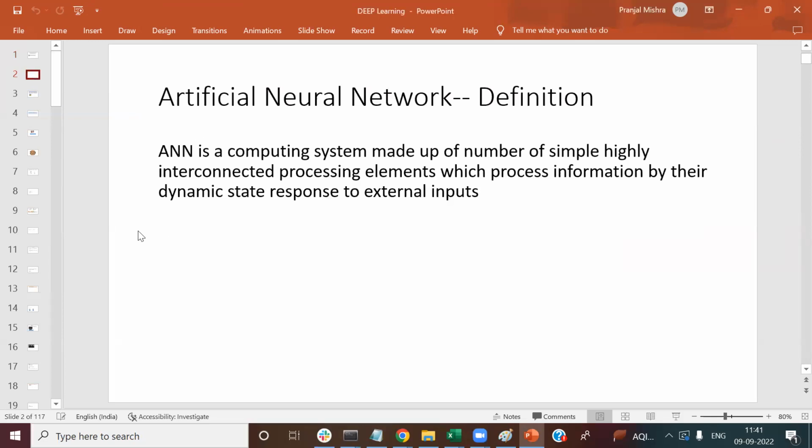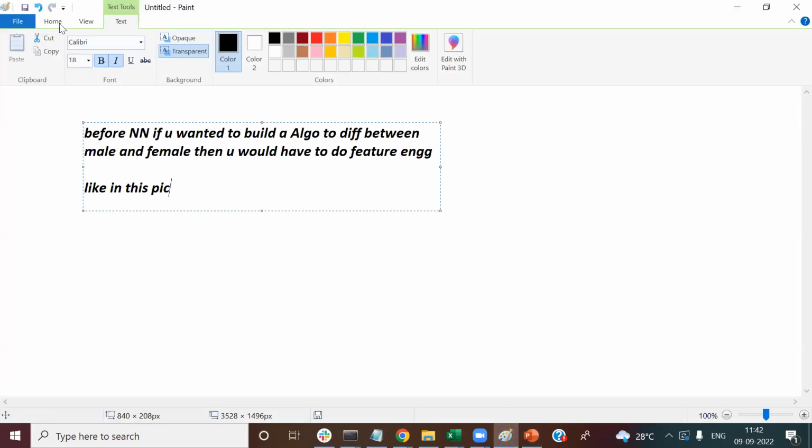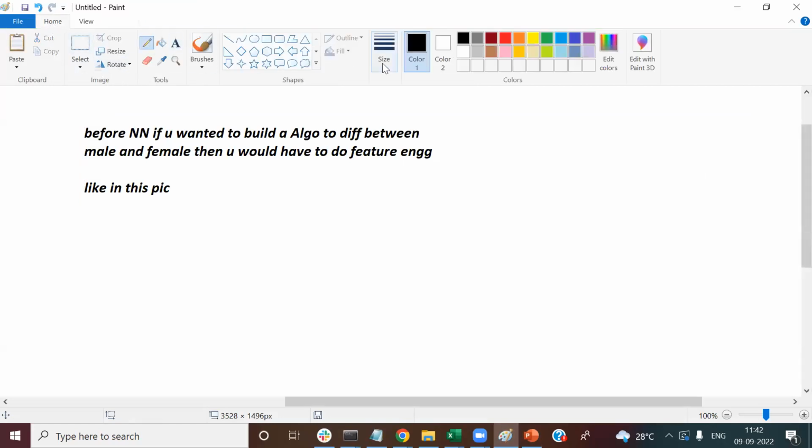So, the neural network definition: an ANN is a computing system made up of a number of simple, highly interconnected processing elements, which process information by their dynamic state response to external input. Obviously, guys, these are not my definitions. These are the standard definitions available. If you read this English sentence, it seems quite complicated, quite mesmerizing, but in a way this definition is very simple.